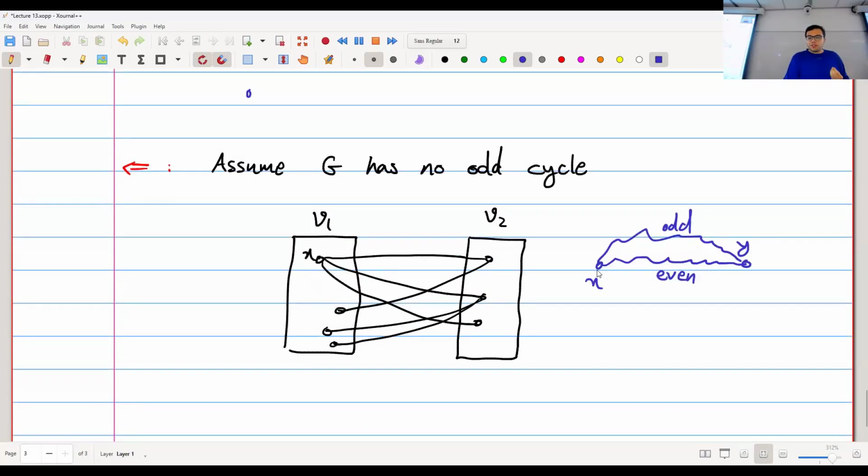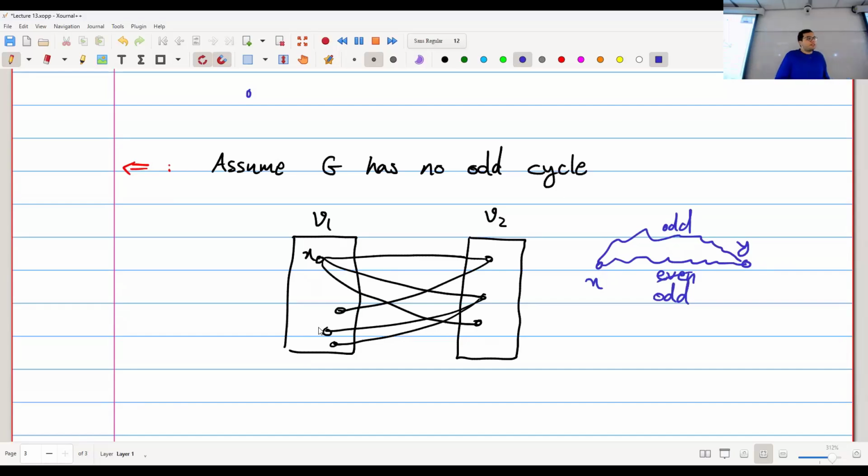So when I have my vertex X, for every other vertex Y that is in the same connected component as X, either all of the walks from X to Y are odd, or all of the walks from X to Y are even. If they are odd, I add Y to V2. If they're even, I add Y to V1.